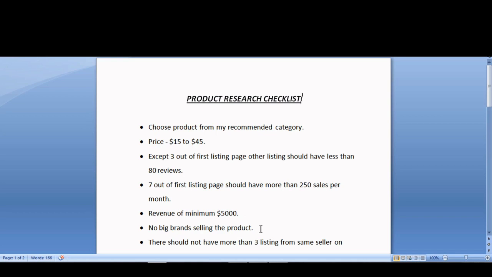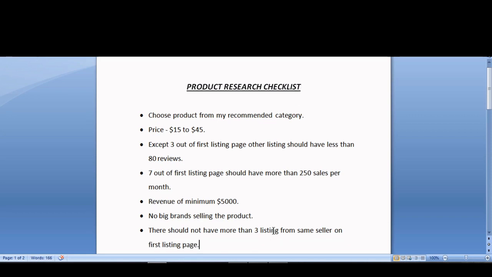No big brands should be selling the product. The reason I'm telling you this is because if a big brand is selling the product, then you would have to compete with big brands that have been selling on Amazon for many, many years. So it's better to stay away from products that big brands are selling.